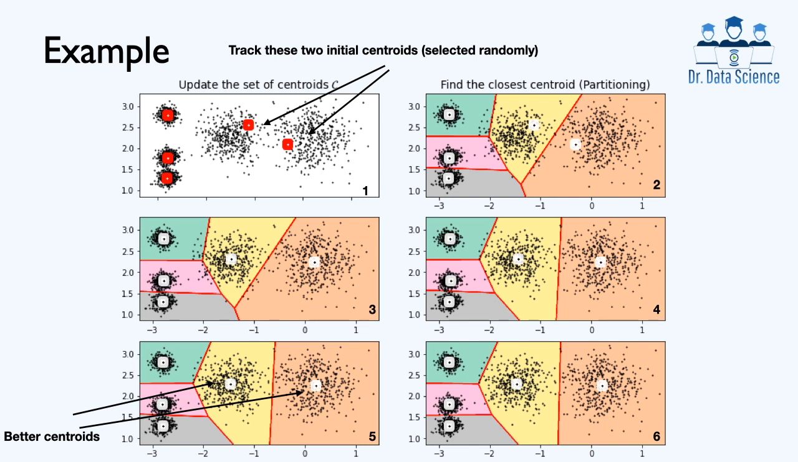And we repeat this process for the third time. In the last row, we see in figure 5 that the returned cluster centroids are more aligned with the actual center of mass for each cluster, and consequently these centroids provide a better partitioning or clustering of the data in figure 6.